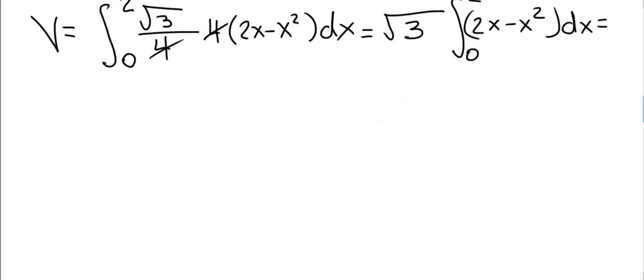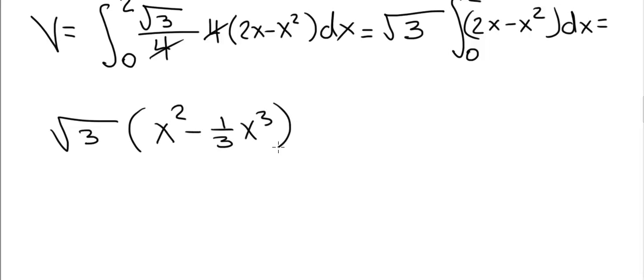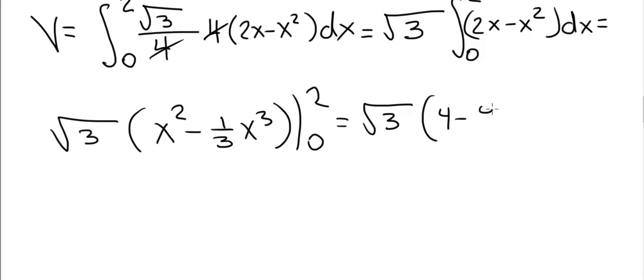The integral of 2x is x squared, minus 1/3 x cubed, evaluated from 0 to 2. So we have square root of 3 times 4 minus 8 thirds. 4 is 12 thirds. 12 thirds minus 8 thirds is 4 thirds. So the final answer is 4 times the square root of 3 divided by 3 units cubed, because that's the volume. Volume is measured in units cubed.